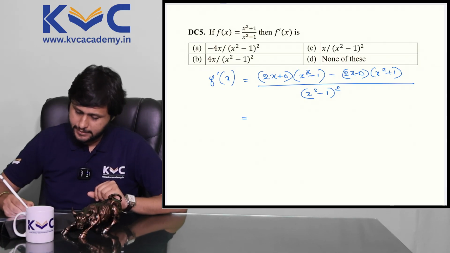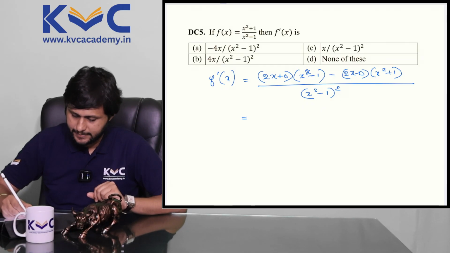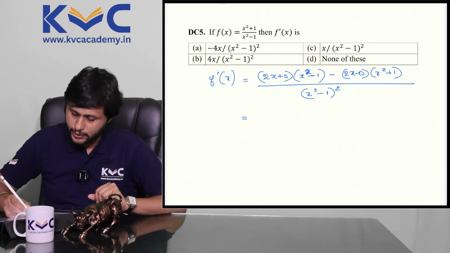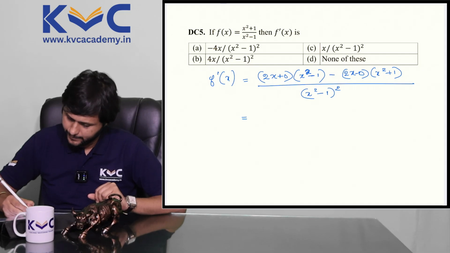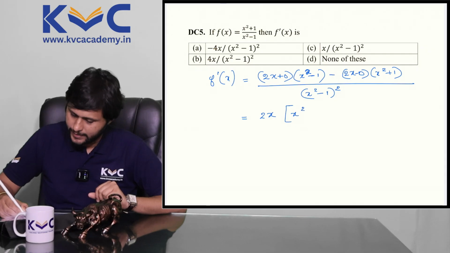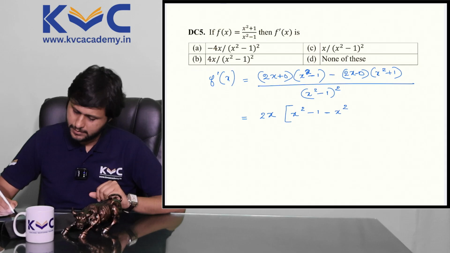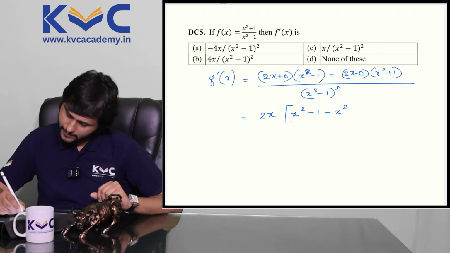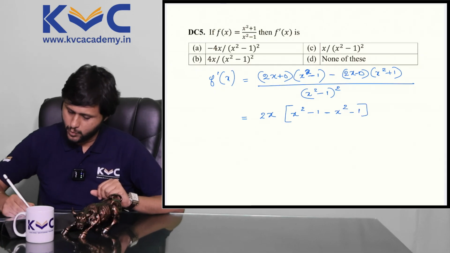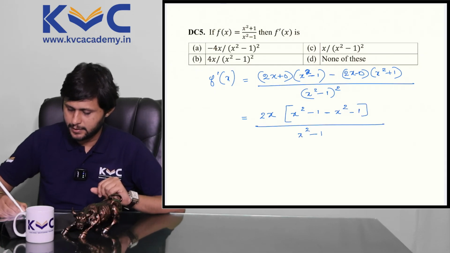Let's simplify this. Okay. So far in the examples, we should not simplify, we should leave it as it is. So we have 2x into x square. No, I think we have 2x on both sides, right? So we can take 2x outside the bracket. So what remains inside? x square minus 1 and minus x square, minus of plus 1 is another minus 1 over here. Fine. Whole divided by x square minus 1 whole square.